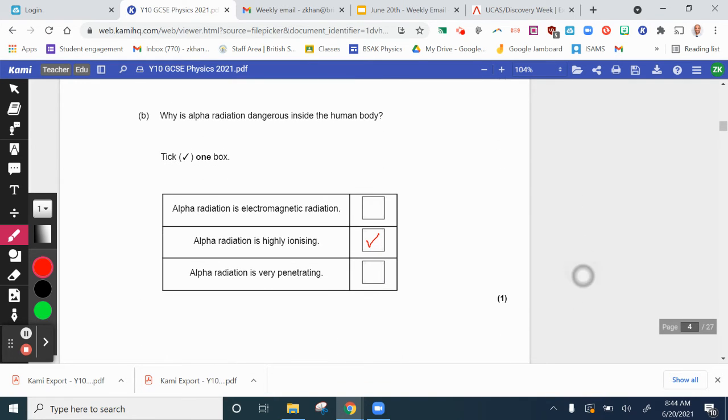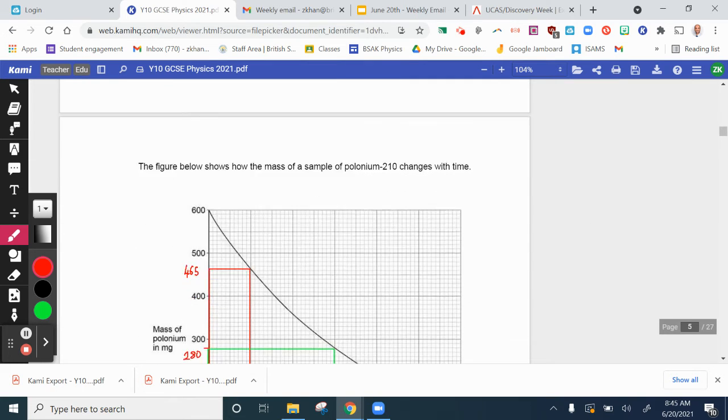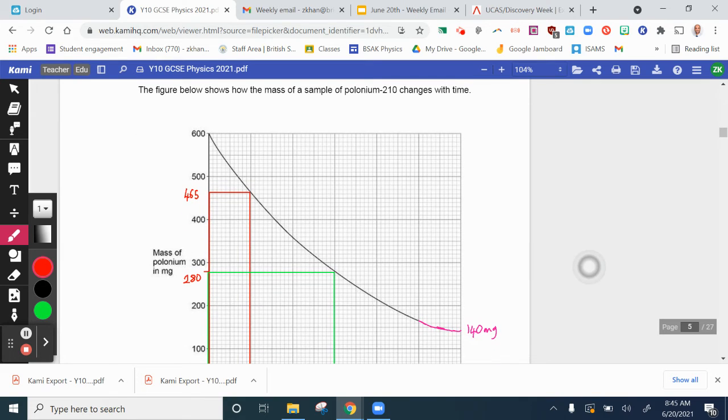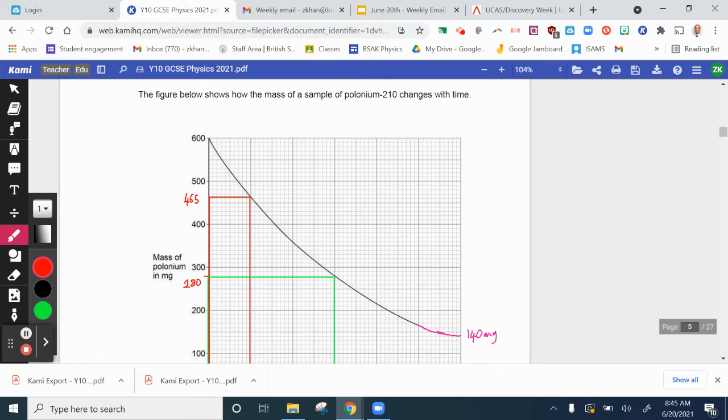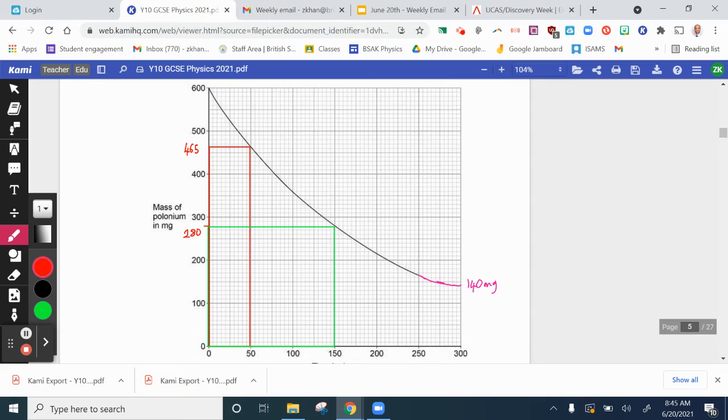Why is alpha radiation dangerous inside the human body? Because alpha radiation is large in mass and it knocks off electrons from atoms and molecules, leading to ionization. Okay, so the figure below shows how the mass of a sample of polonium-210 changes with time. Okay, so as it's decaying, the mass of radioactive atoms decreases over time, becomes less and less radioactive.